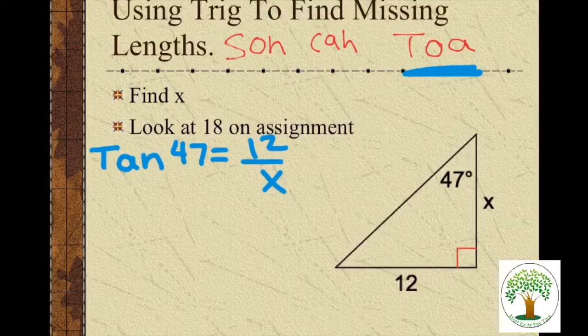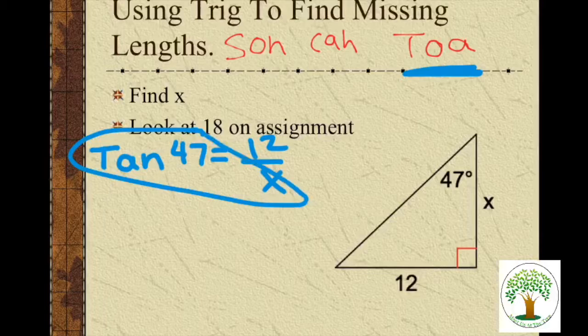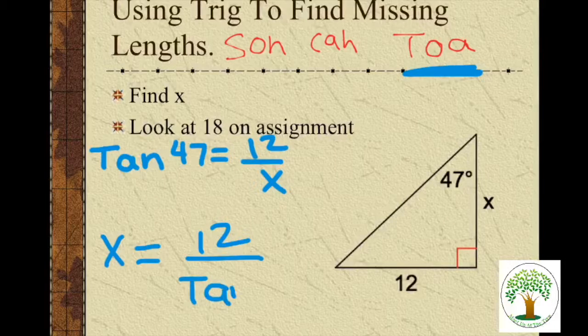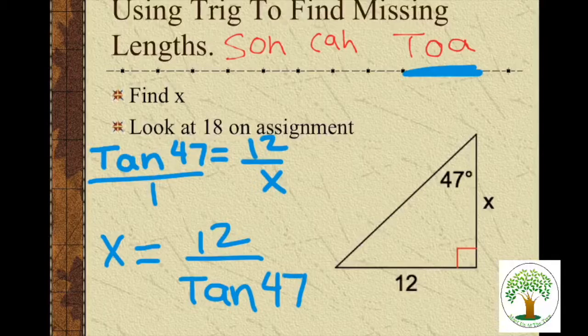All right. How are we going to solve this for x? Yes, we're going to switch the means and extremes again. We're going to flip the x and the tangent 47, because there's an invisible 1 right there. You can see that invisible 1 now that I wrote it. And then in your calculator, type in 12, divide, tangent 47.